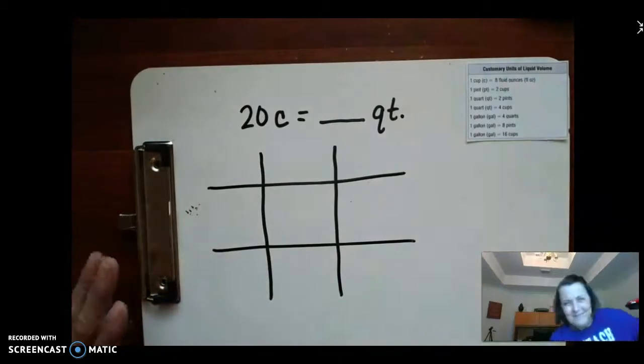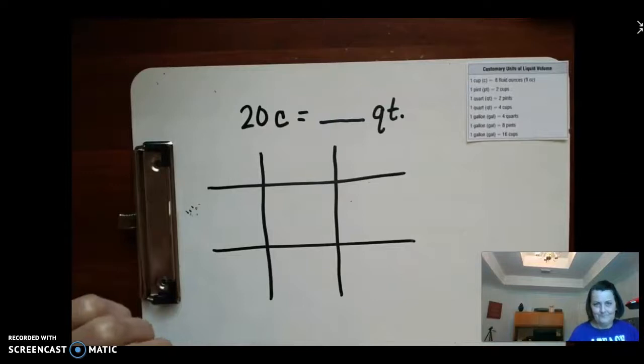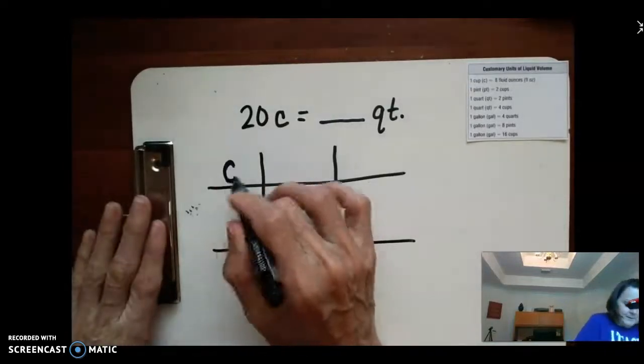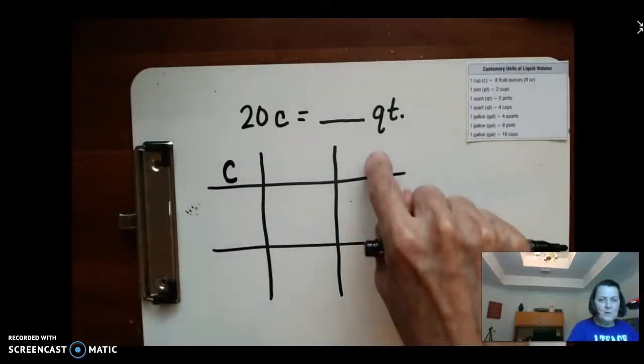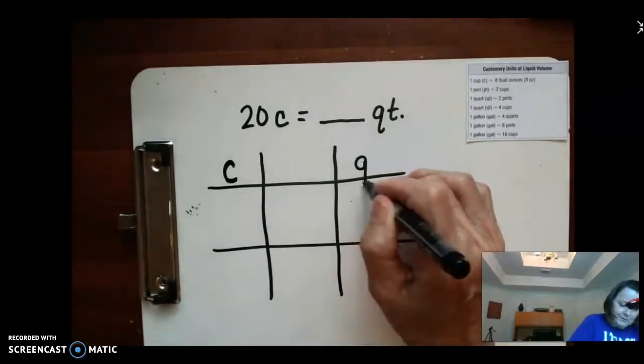Nice. Okay, let's label our columns. What are we going to put here first? Cups. I'm just going to put C for cups. And what goes in the last column here? Quarts. So let's label that QT.